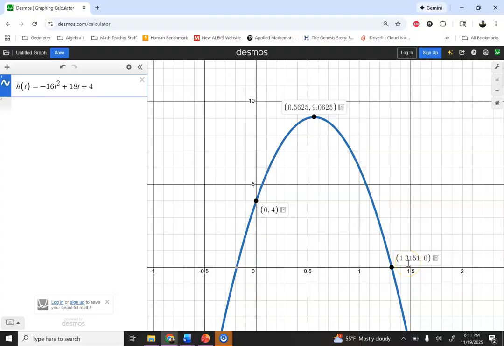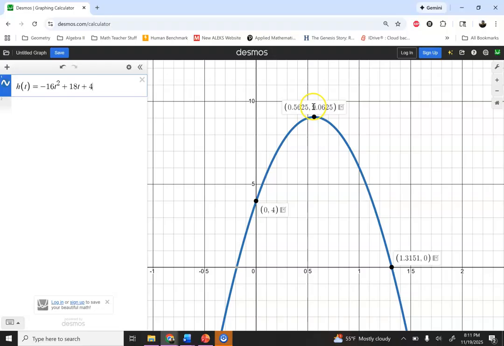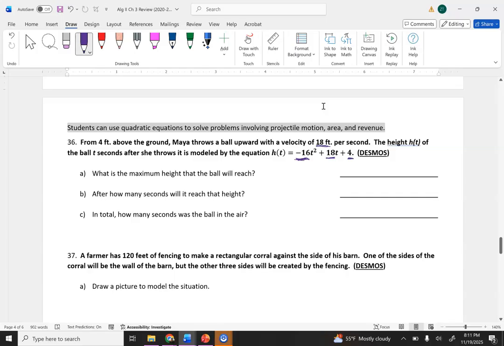As you look at the questions that get asked on the test and on this review, most of them are going to revolve around when it hits the ground, so the x-intercept down here, or when it reaches its maximum, so the vertex up here. So the first question: what's the maximum height the ball will reach? Looking at the vertex again, 9.0625. It doesn't say we can round it off, but you can usually round to 1 or 2 decimal places. So we'll go 9.06 feet.